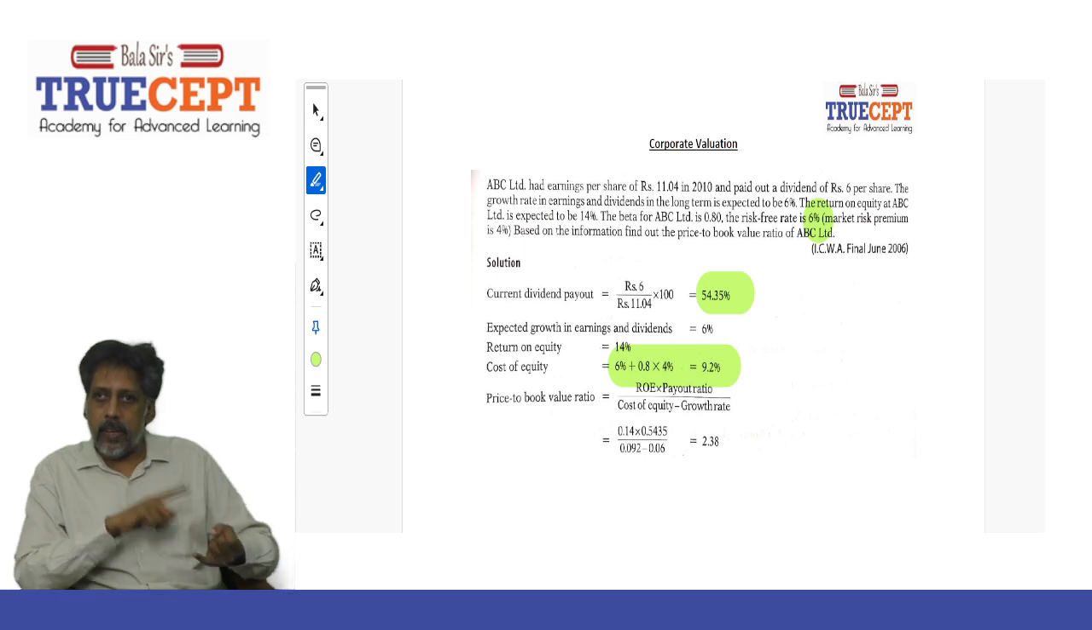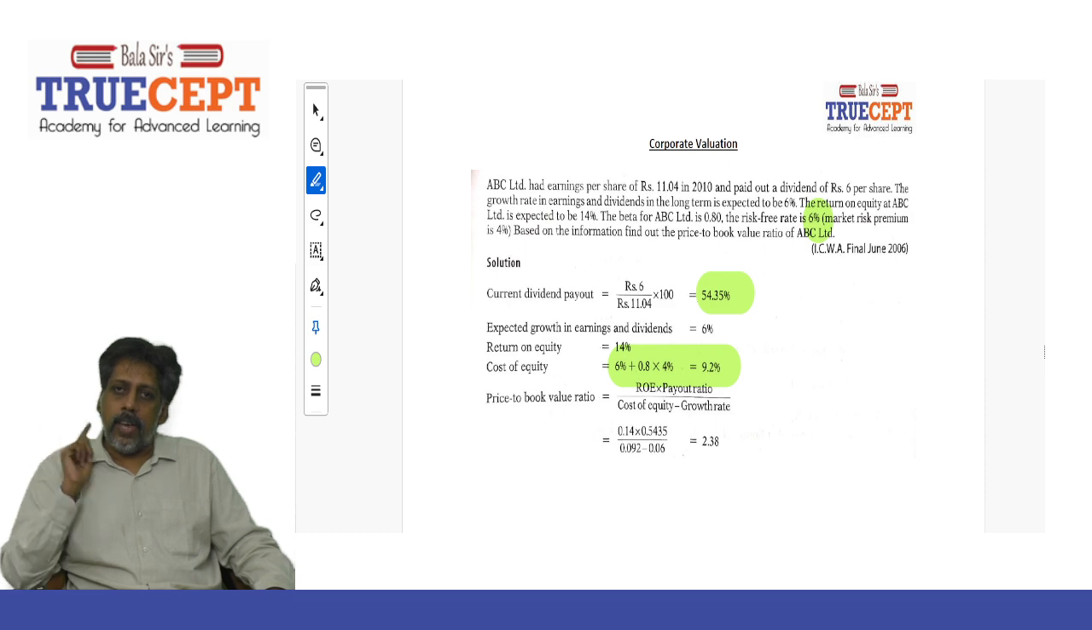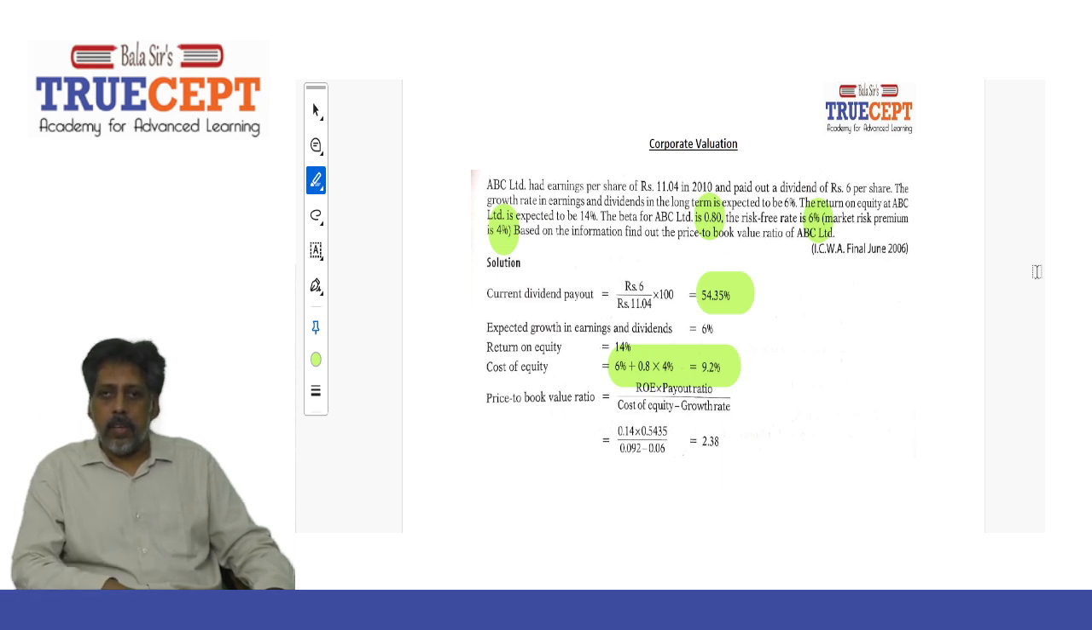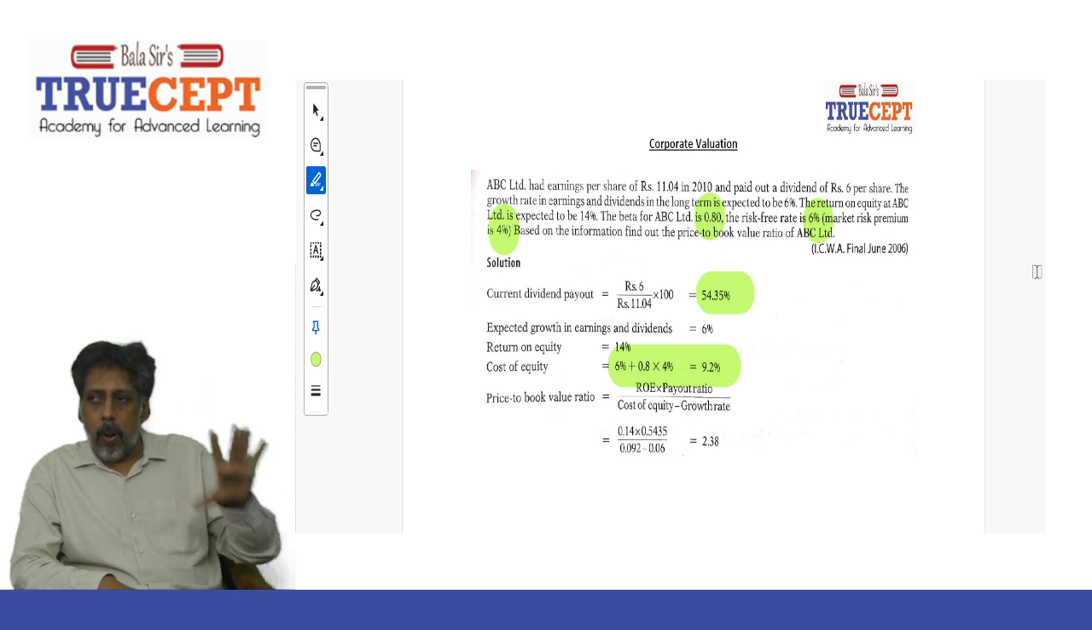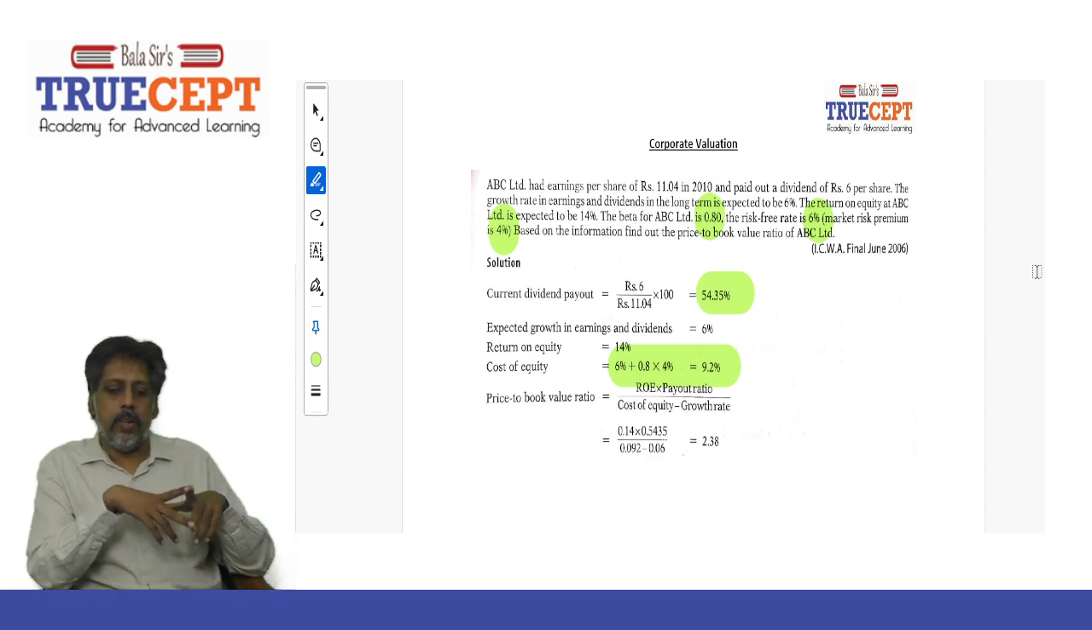I take 6% plus I take 0.8 beta, that into RM minus RF, which is 4%. So 0.8 into 4, which is 3.2, then plus 6, 9.2%. 9.2% is the cost of equity.